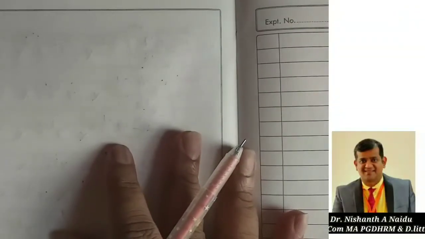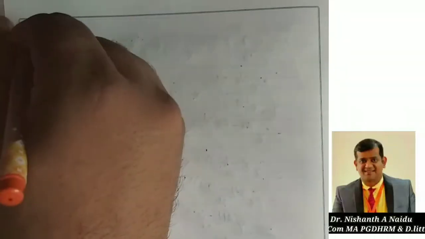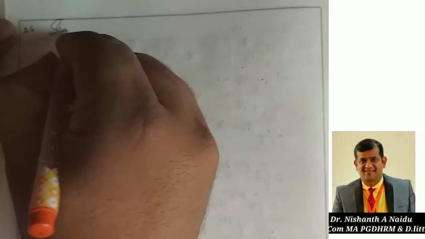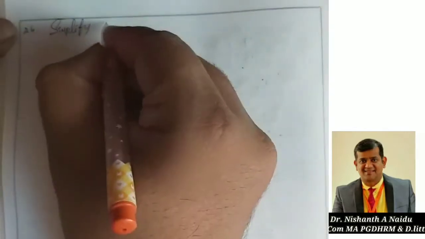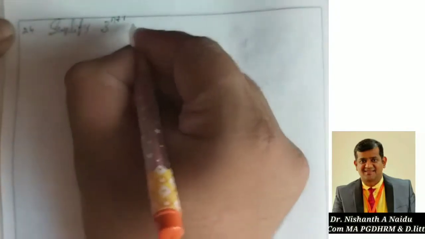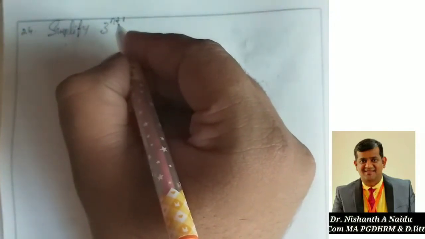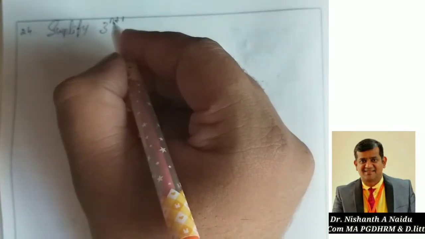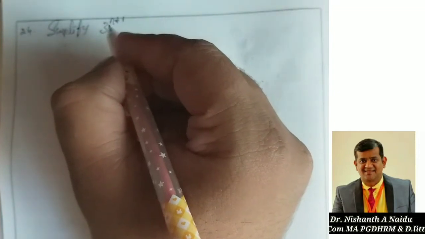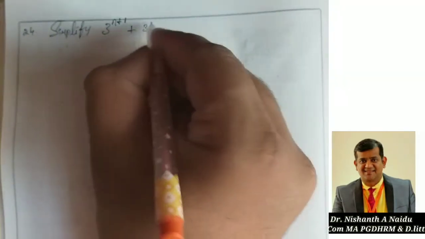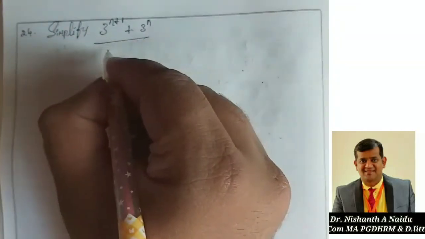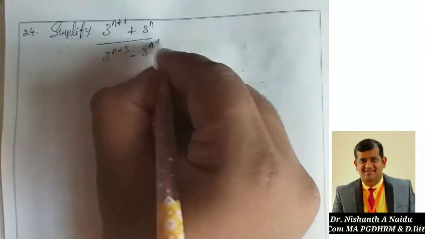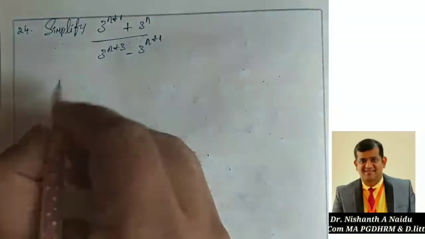Problem number 24, right? Yes. So problem number 24. Simplify (3 to the power n plus 1 plus 3 to the power n) divided by (3 to the power n plus 3 minus 3 to the power n plus 1). So we have to simplify this.